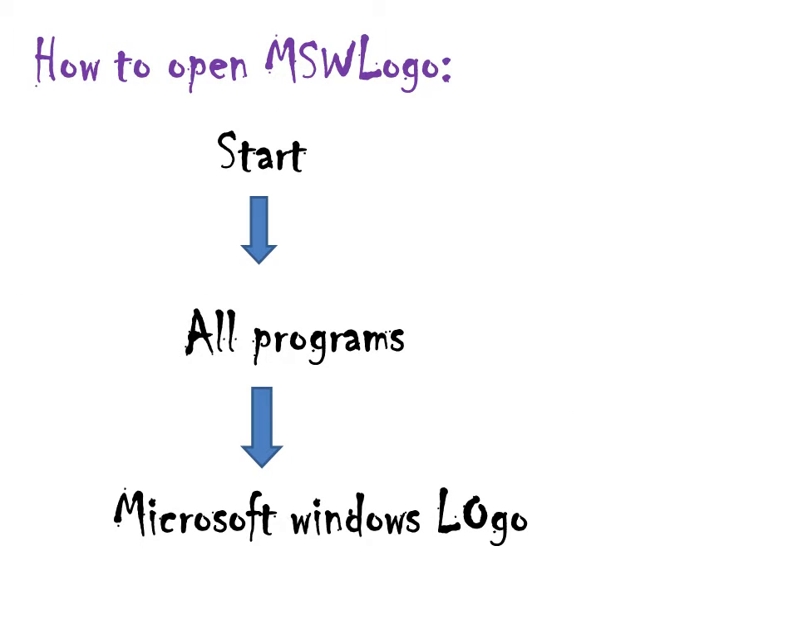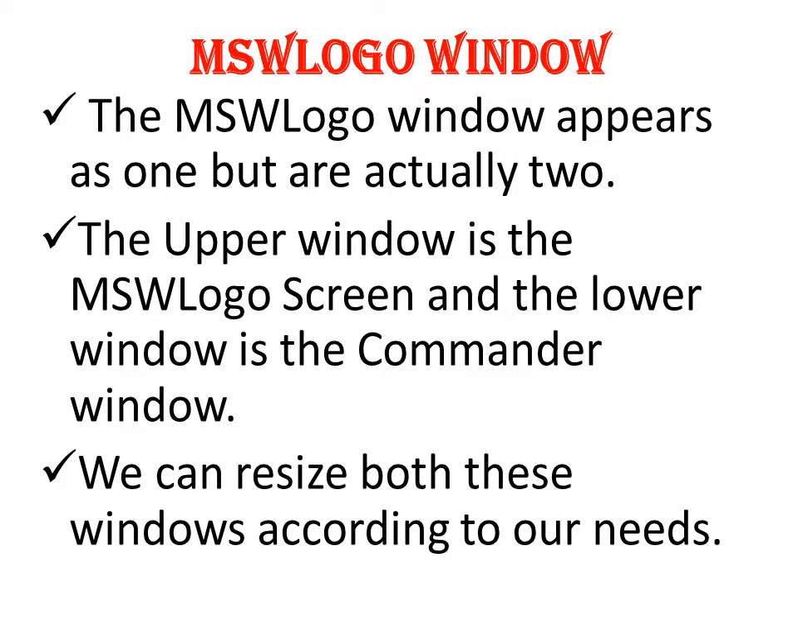Let us see how to open MSW Logo. We have to click on the Start button which is visible in the corner of the desktop. Click on Start. There you have to click on All Programs. In All Programs we can see Microsoft Windows Logo, which is the short form MSW Logo. The upper window is the MSW Logo screen and the lower window is the commander window. We can resize both these windows according to our needs. If we want the commander window to be bigger, we can resize it.